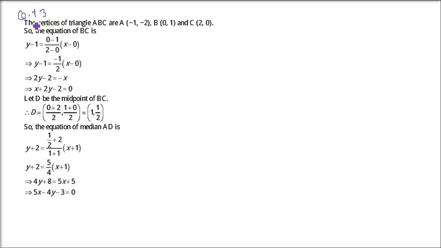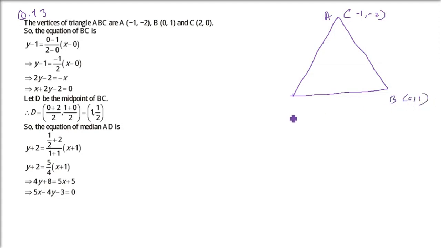This is question number 13. Find the equation of the side BC of a triangle ABC whose vertices are (-1, -2), (0, 1), (2, 0). Also find the equation of the median through (-1, -2). So this question also we have done. We have done the median, we have done the sides also. So A is (-1, -2), B is (0, 1), and C is (2, 0).